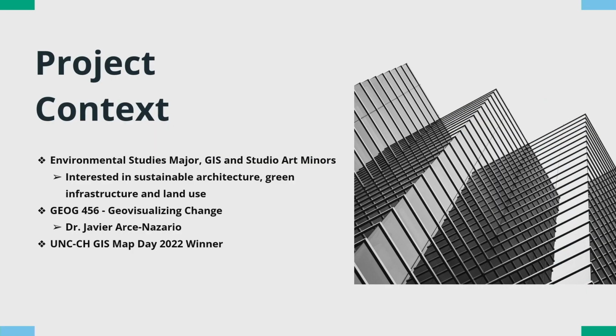So a little bit of context about me and my project. I'm an environmental studies major at UNC. I'm working towards GIS and studio art minors. I'll graduate in the spring, so I'm pretty much almost done, which is a little crazy to think about. I'm primarily interested in sustainable architecture, but also urban planning, green infrastructure, and land use. So this project kind of lends itself to a mix of those things.